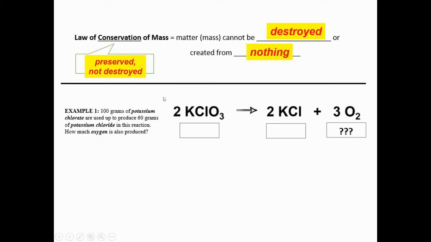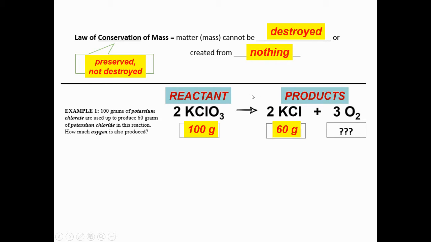Let's do a couple examples. 100 grams of potassium chlorate, okay, that's KClO3, are used to produce 60 grams of potassium chloride, that's KCl, in this reaction. How much oxygen is also produced? Well, so this is our reactant. These are our products. Sometimes you have multiple reactants. Sometimes you might only have one product. In this case, we have one reactant and a couple products. We've got 100 grams of this that we start with. We've got 60 grams of this, and we don't know how much oxygen, but we can figure it out because the arrow is our equal sign.